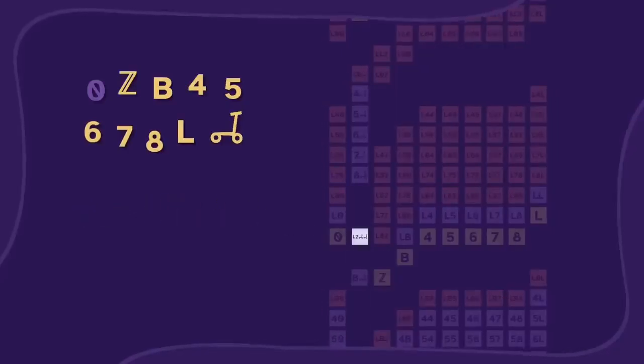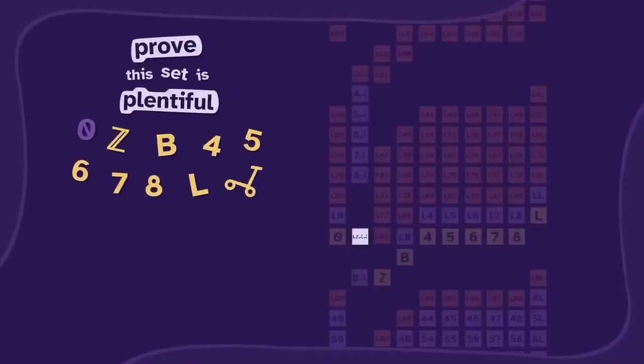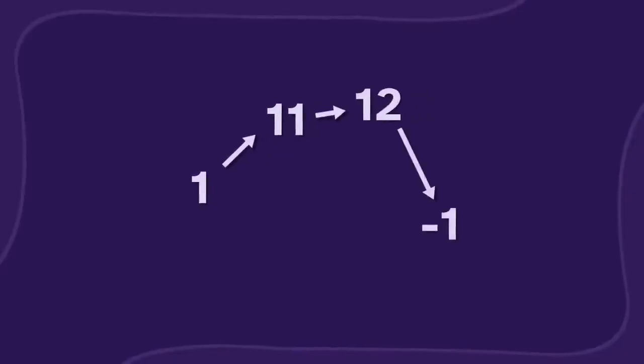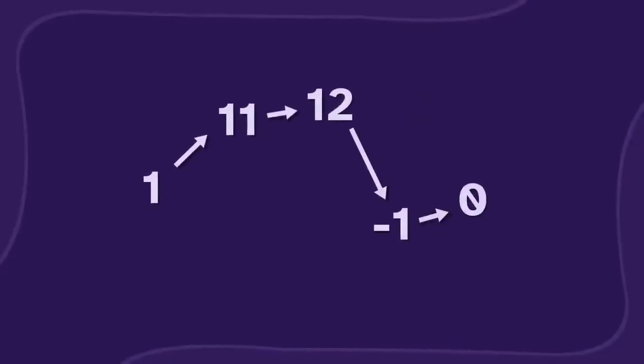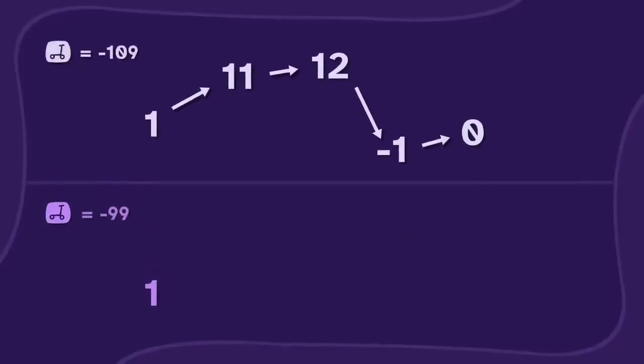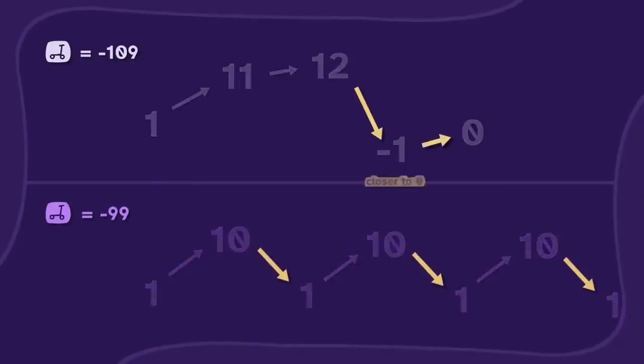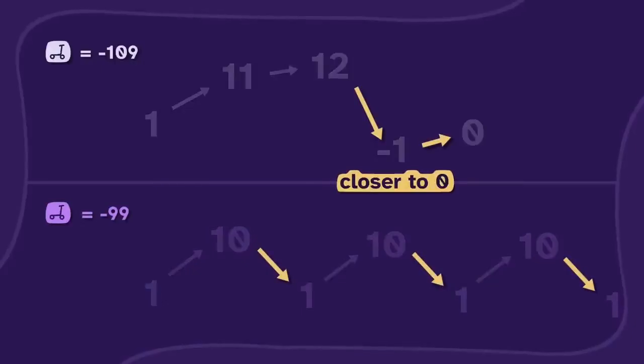And this digit finding process can help us to prove this set is plentiful. While trying to write 1, we solved a sequence of numbers, ending at 0. This 0 is the key. In the earlier case, when scooter was -99, we went back and forth between 1 and 10. This sequence never reached 0, so we didn't get a result. So these steps are good. They move closer to 0. If all the steps are good, we'll eventually reach 0.